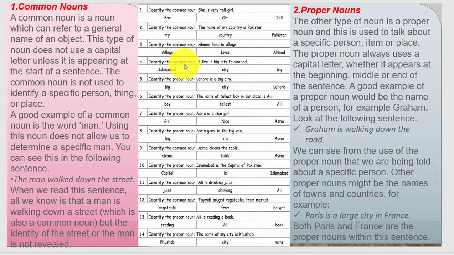Identify the common noun. So the rest is left for you. You have to solve the rest of it and forward it to me in the comment box or through my WhatsApp number. Identify the common noun. I live in a big city, Islamabad. You have to point out all the common nouns and proper nouns in the remaining sentences.